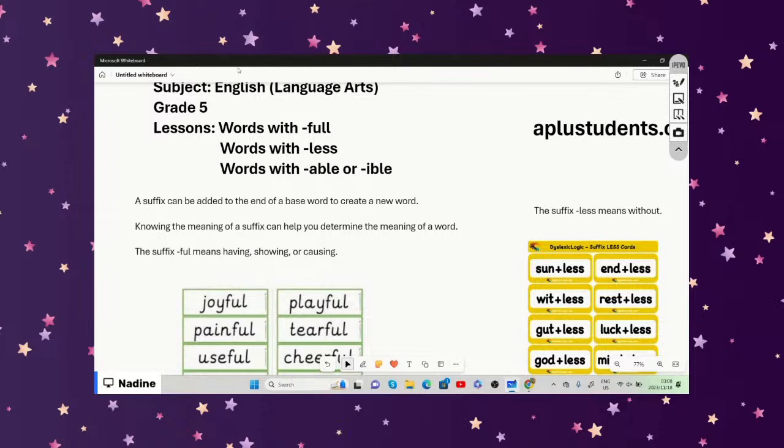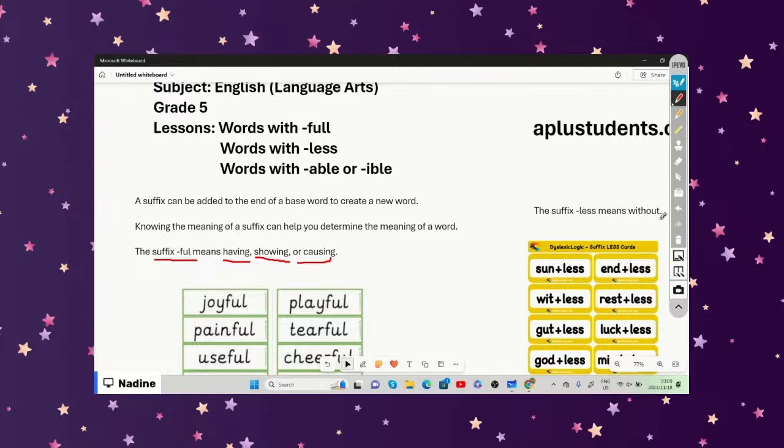We're going to start with the suffix full. The suffix full means having, showing, or causing. Which means that if we add full to a root word, for example joy or pain or play, it will mean one of those: having, showing, or causing. It doesn't mean having, showing, and causing all at once. It is one of those words.